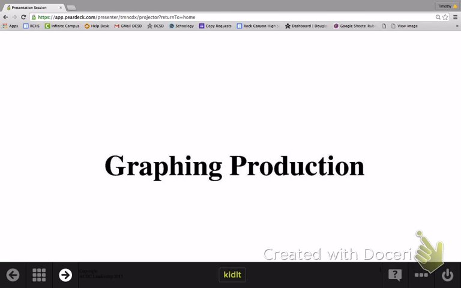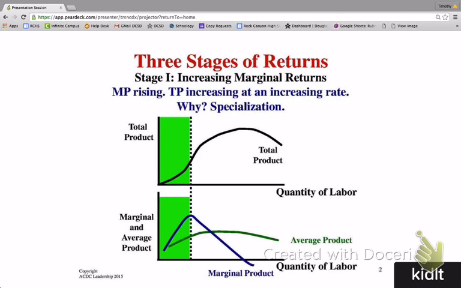In class, we're going to be working on doing some graphing production. So here again, you see a review of the 3 stages of returns. Stage 1 is increasing marginal returns, where marginal product is rising. Total product is increasing at an increasing rate. And why is this? Because specialization occurs during the portion of the marginal product curve where we have increasing marginal returns.